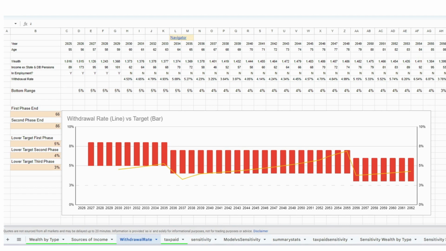It doesn't really matter if you do actually exceed the target bar, and you should look at this alongside your wealth over time and compare the two, which you can do on the tab summary graphs, and that way you get a better overall picture of what's going on with your income, your wealth, and the withdrawal rate.